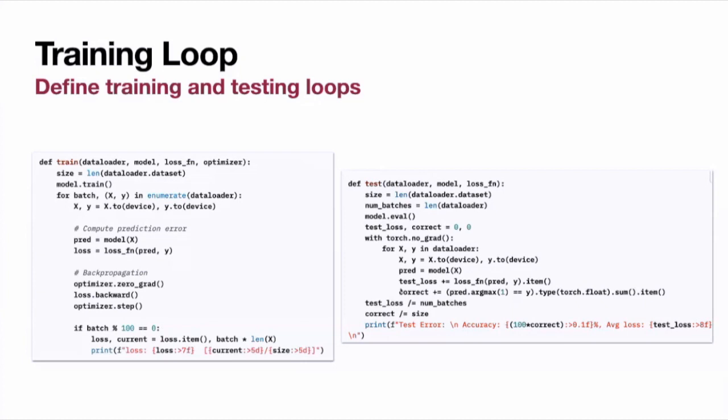Then we divide the total test loss and the total correct samples. We divide by the number of batches to know the average test loss, and we divide by the size of the data set to know the accuracy. And at the end of testing, we print our test accuracy is like this, our average loss is like this.